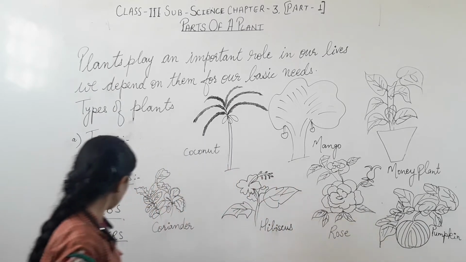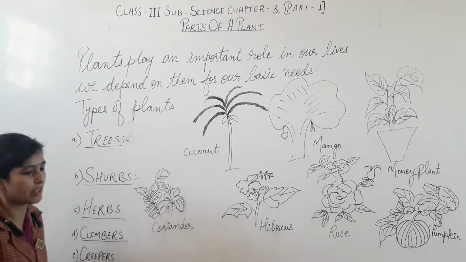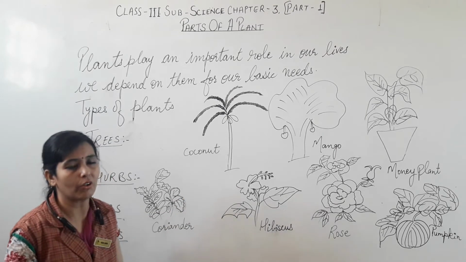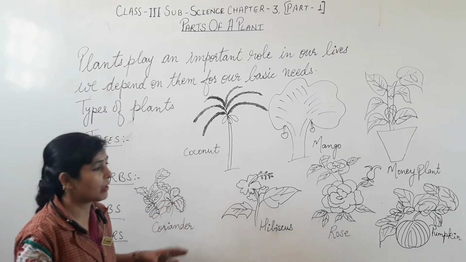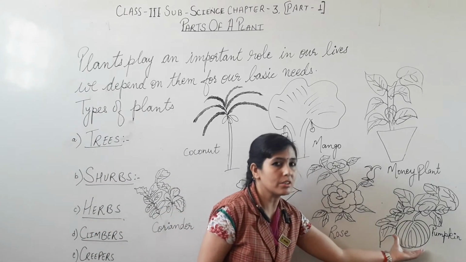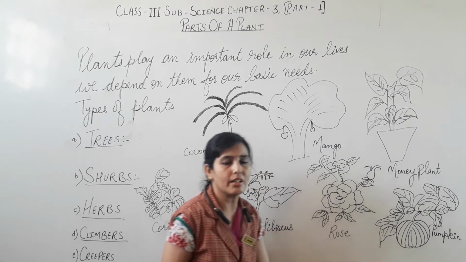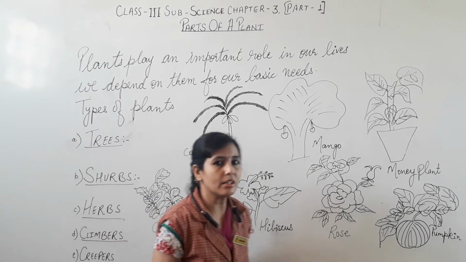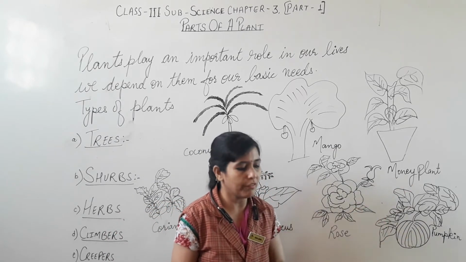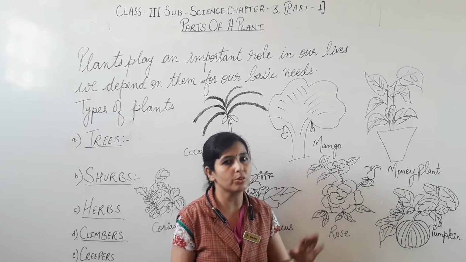Now another category of plant is the creepers. Creepers means those which spread on the ground. They do not climb because they have big fruits. They are not able to climb. So a common example is pumpkin. You can see the example of watermelon also. These are the creepers which move on the ground only, they do not climb.